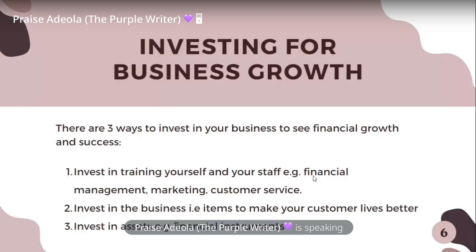The reason why is that, for example, your staff are like the fountain of your business. They are the life of your business because they are the people that interact with customers. They are the people that make sure that everything is growing in your business. Now, how do you invest in your staff and how do you invest in yourself?